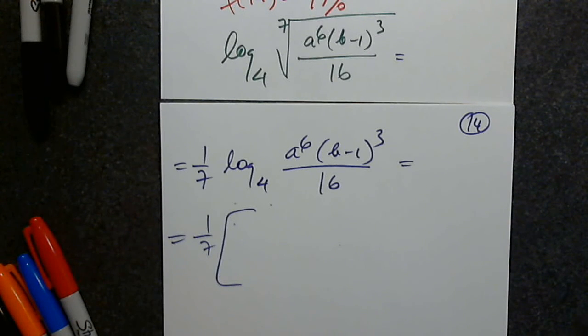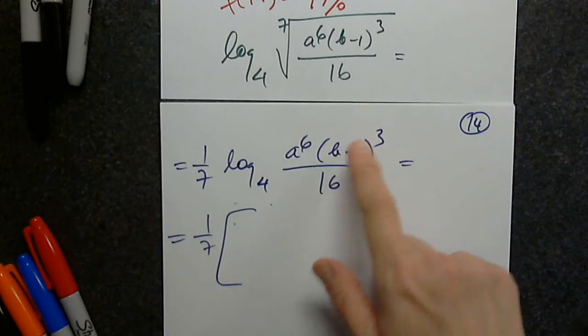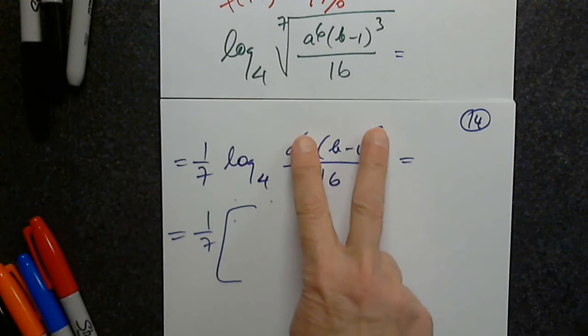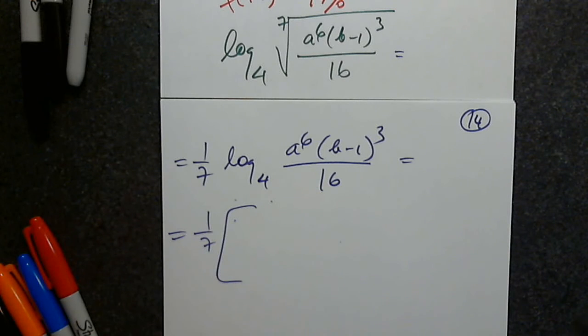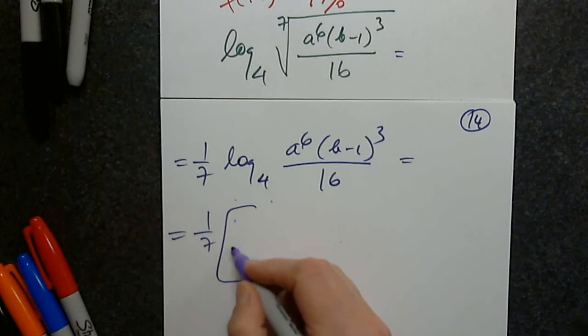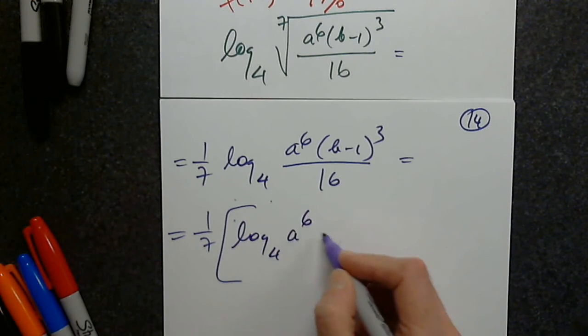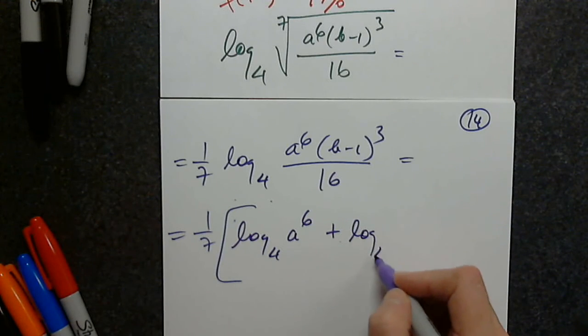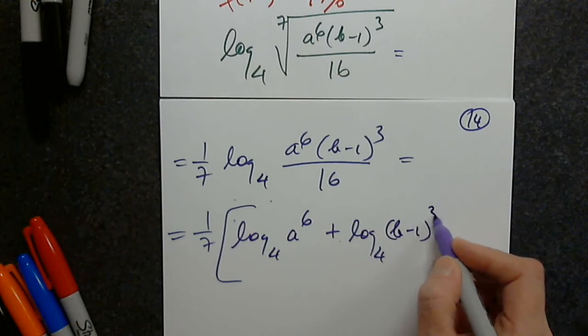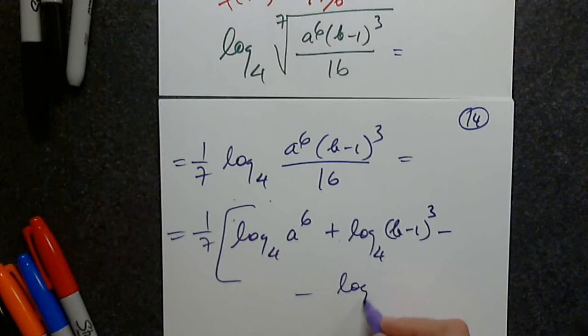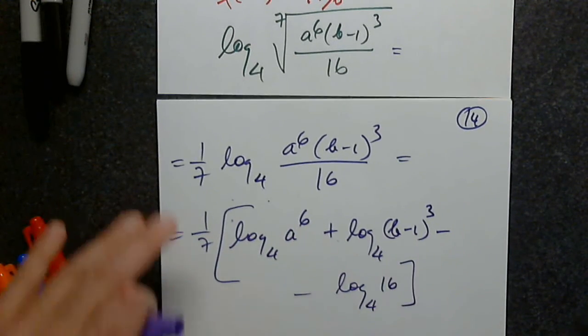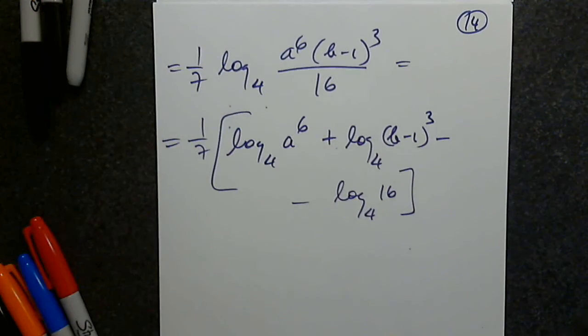Subtract base the top. So I have 3 quantities or 3 factors, right? 2 at the top and 1 in the denominator. Yes. So I have log base 4 of a to the 6th, plus log base 4 of b minus 1 to the 3rd, minus log base 4 of 16. Remember, the quantities that are in the denominator will always have a minus in front.